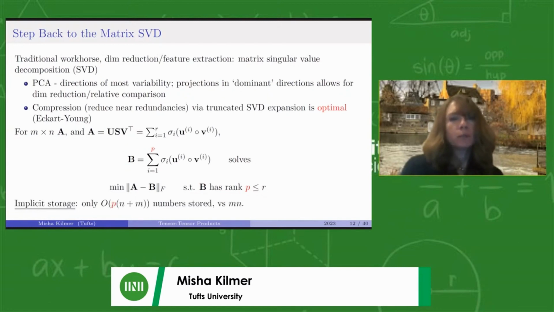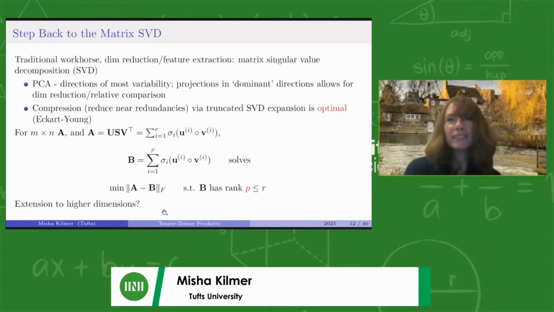And if I wanted to, depending on the size of P, I could choose to store B implicitly, just keeping the singular triplets, and that implicit storage format gives me a compression. So instead of mn numbers for storing all of A, I'm storing B, the singular triplets that make up B, and that saves me.